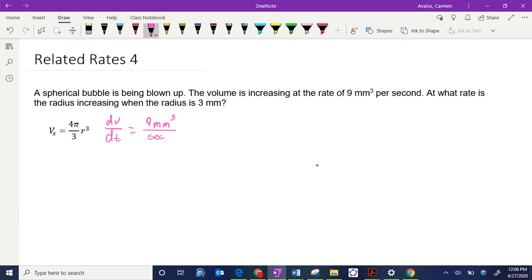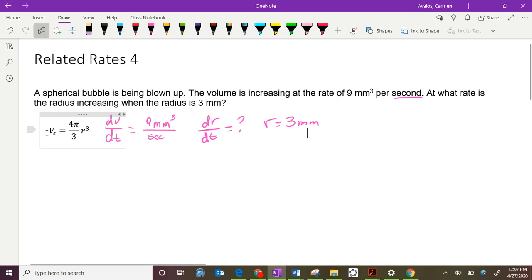And if we keep inflating, at what rate is the radius increasing? So radius. We know we're going to have to find dr/dt, and this is all with respect to time, not x or anything else. So we know we're doing dt, not to mention that they tell us that it's seconds there. We don't know what that is when the radius is 3. So we're given that the radius is 3 millimeters. So this is the information that we have, which is great.